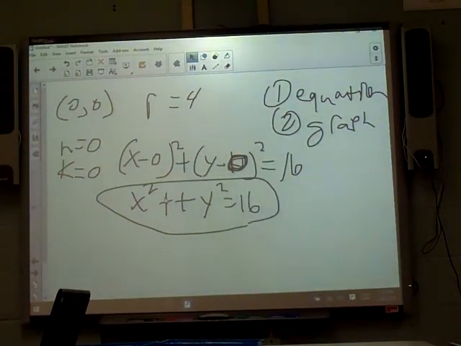I put two plus signs in there. That was stupid. I erased on mine, but not yours. Let's see if I can scribble out the one that I erased. There we go. So there's your equation. There's your part 1.